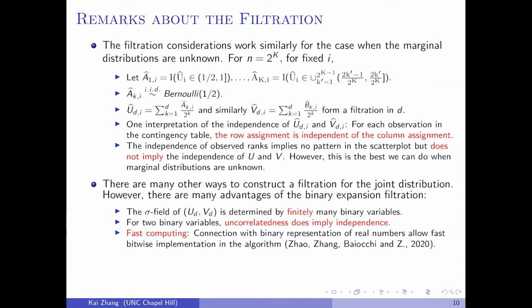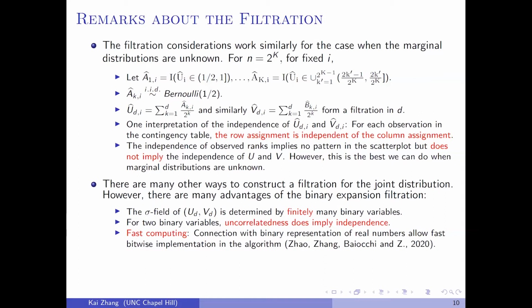The first advantage is that this filtration is simple. The sigma field at every depth contains only finitely many events and is determined by only finitely many binary variables. If we consider the Fourier basis, the sigma field will look much more complicated. The second advantage is that dependency between two binary variables is linear. Two binary variables are independent if and only if they are uncorrelated. We know this is not true in general. We know this is true for bivariate normal distribution, but it is also true for binary variables. And this is good because this means we only need to focus on the second moments.